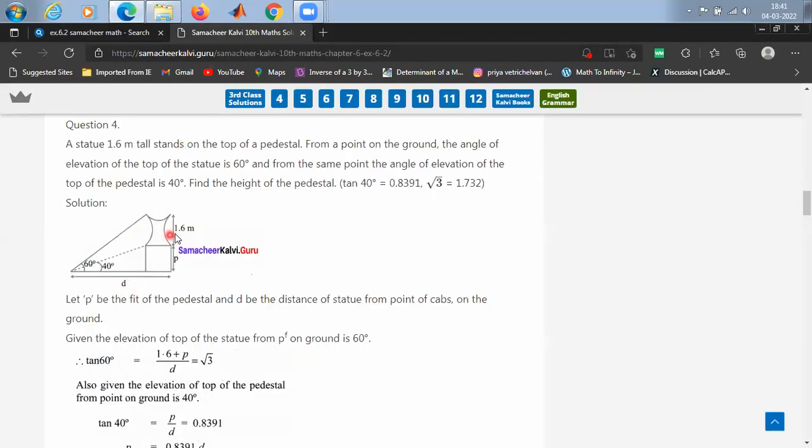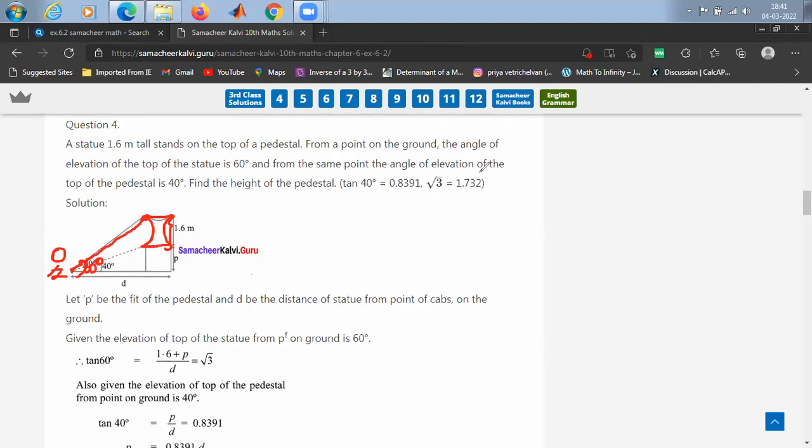Okay. A statue 1.6 meter tall stands on the top of the pedestal. So they're assuming this as a statue, which is 1.6 meter height. From the point on the ground, the angle of elevation of the top of the statue is 60 degrees. So imagine you're standing here and you're looking at the top of the statue. So the angle of elevation is 60 degree.